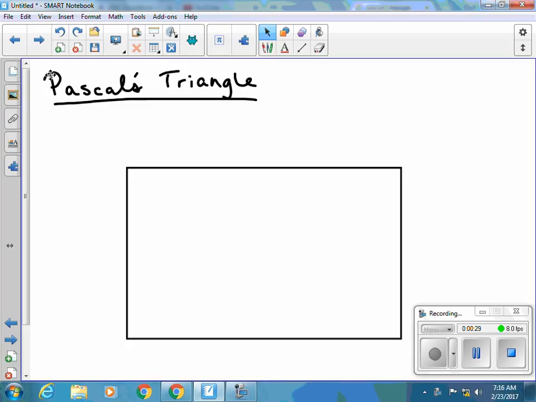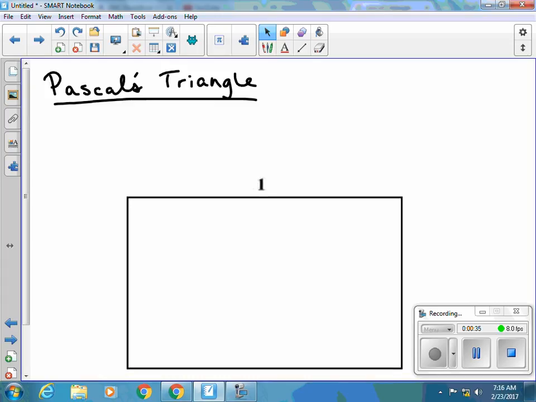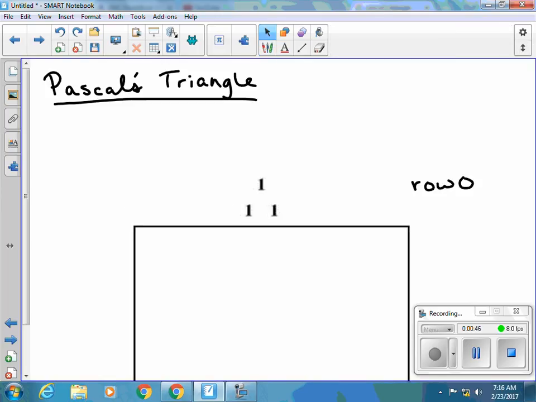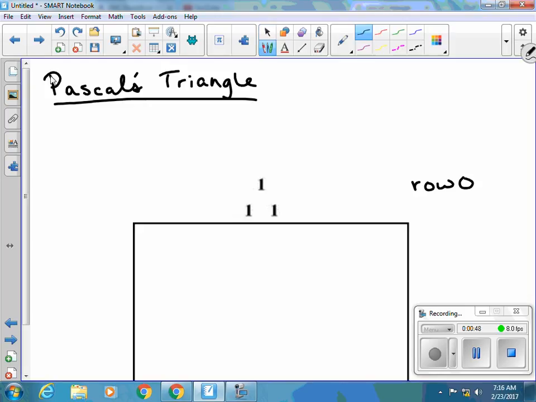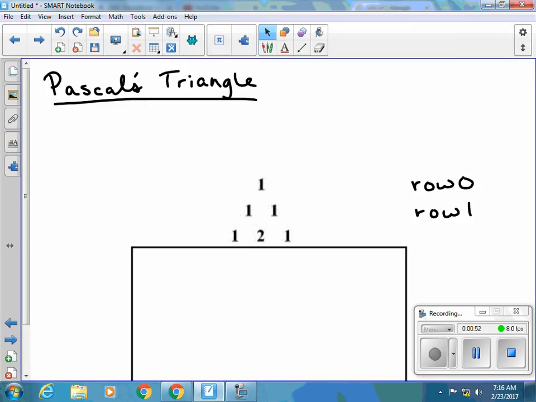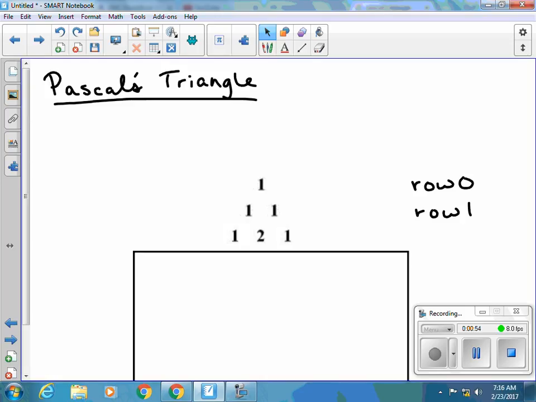But before we talk about that, first I want to show you Pascal's triangle and how it was formed. So row 0 is 1. Row 1 is 1 and 1. Row 2 is 1, 2, 1.